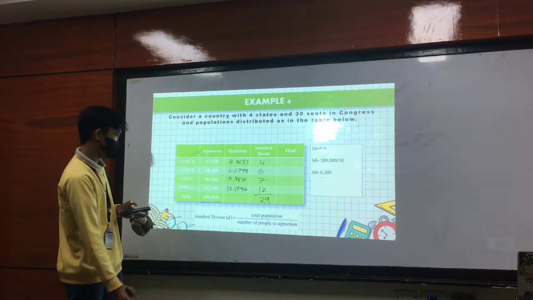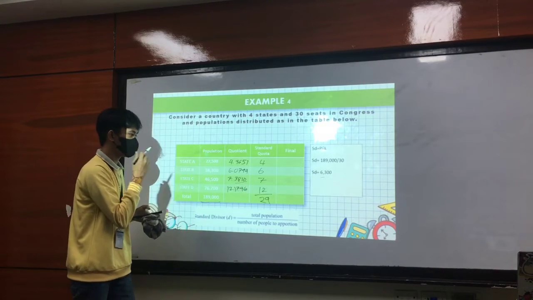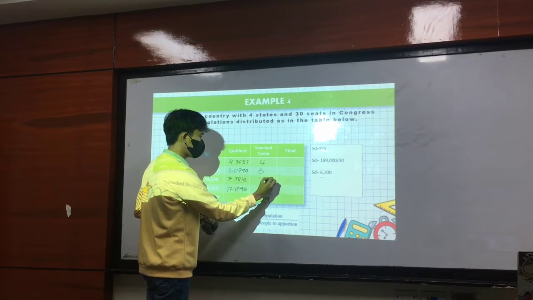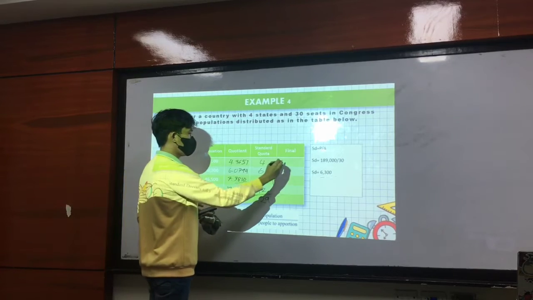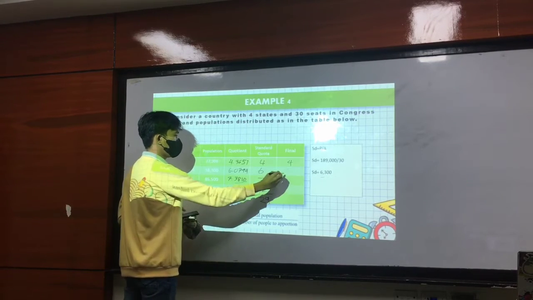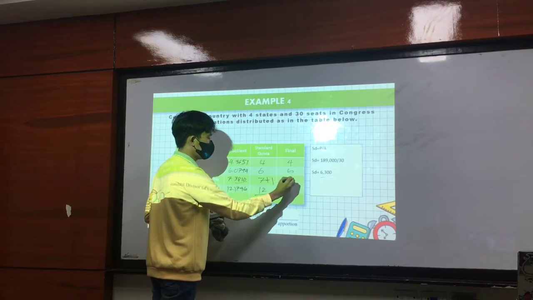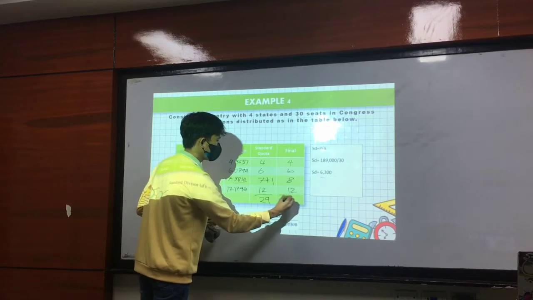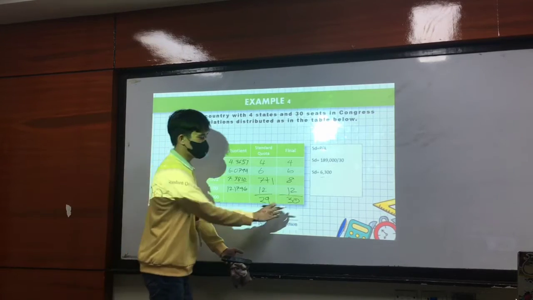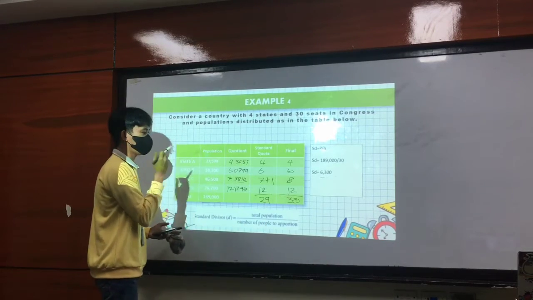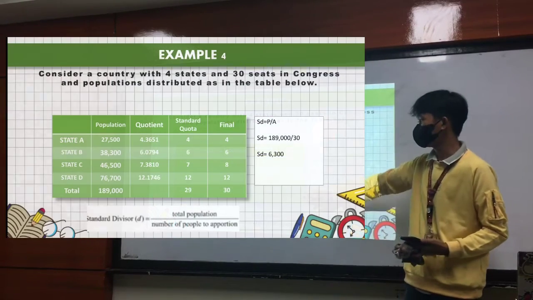So we need to find the largest decimal of this quotient. So we have here our state C, we got 0.3810. So state C gets 1. So in our final apportionment, state A got 4, state B got 6, state C got 7 plus 1, so 8, and lastly state D got 12. So we have a total of 30. So we've used all 30 seats in Congress. So here's the result in a nice table.